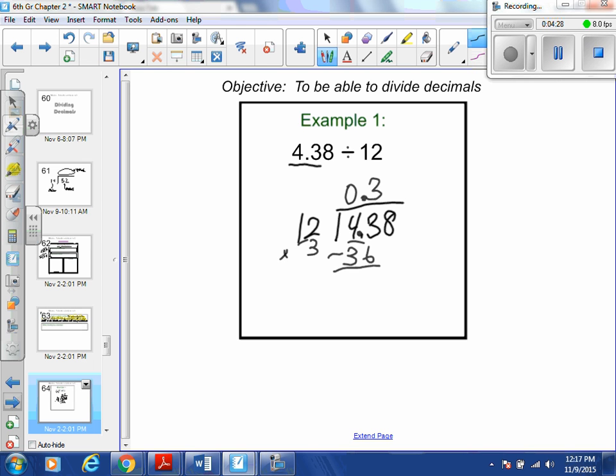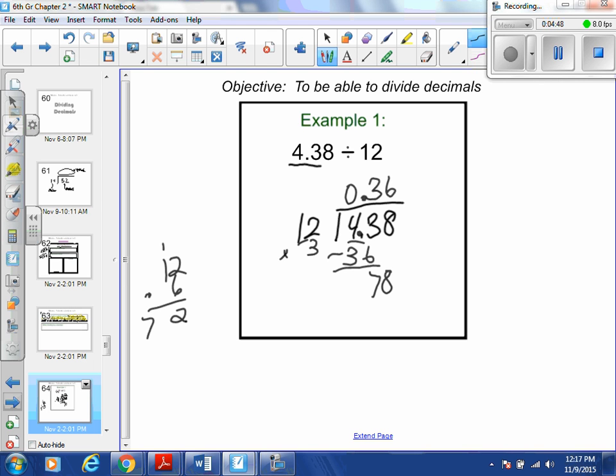43 minus 36 is 7. Bring down the 8. We're at 78. How many times does 12 go into 78? It goes into 78 6 times, because 12 times 6 is 72. All right, so I'm going to say it goes in 6 times.